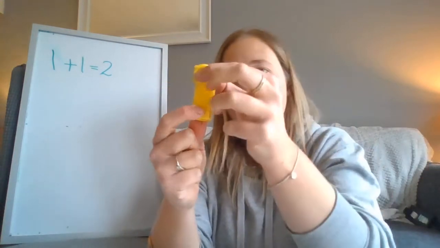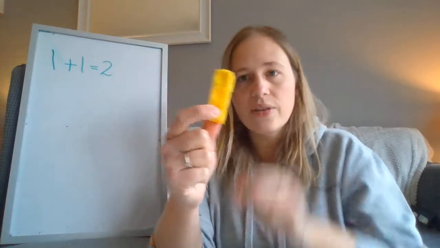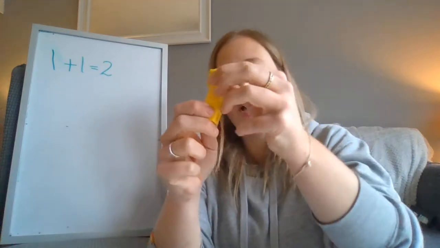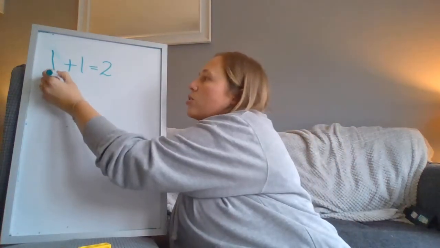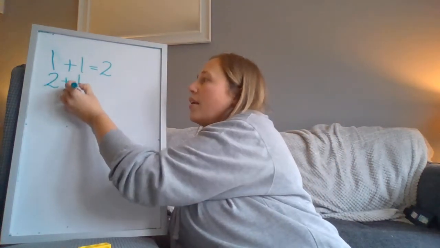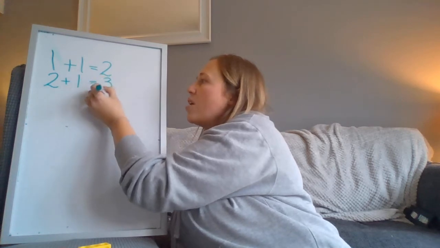Can you see that? Let's do it again. 2 and 1 make 3. Let me do it one more time. 2 and 1, put them together, make our number block 3 again. Let's see if we can write that one down. Are you ready? 2 and 1 make 3.